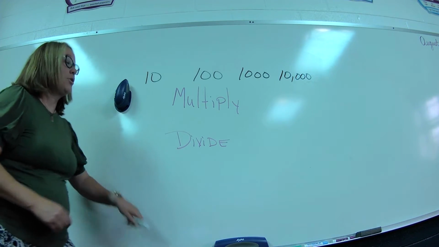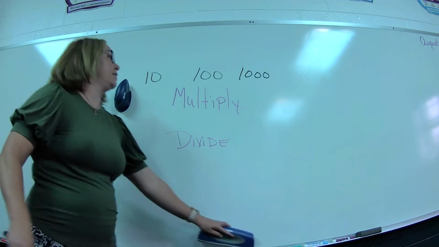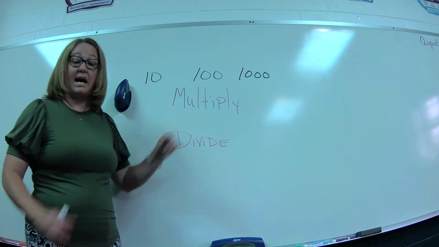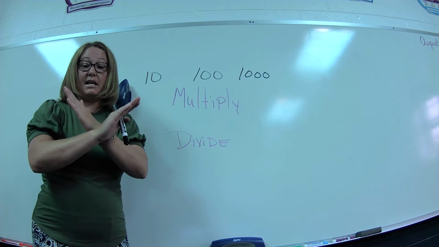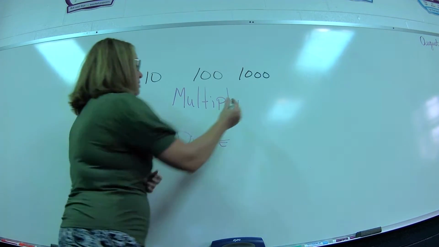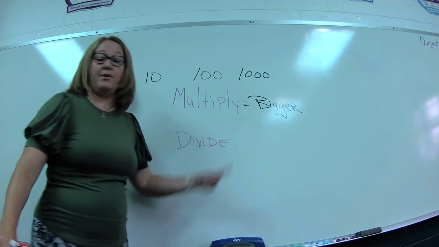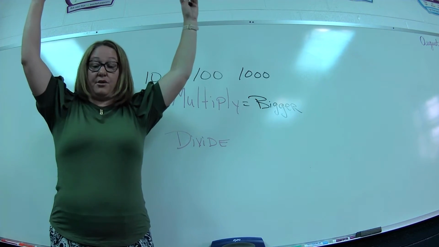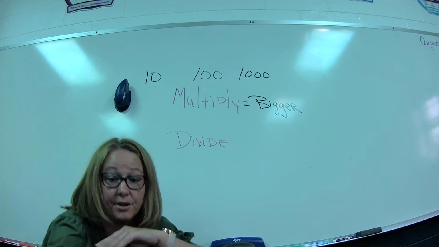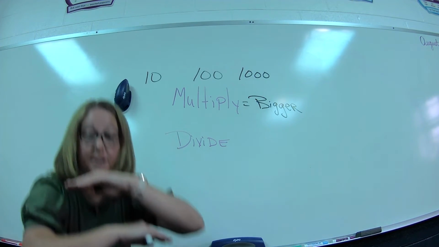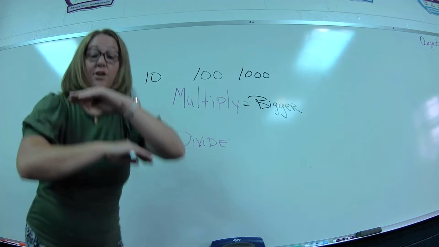All right, now we're going to multiply and divide by the power of tens. Tens, hundreds, thousands. When we multiply a number, it gets bigger. So if we multiply and we get bigger, what happens when we divide? When we divide, we get smaller. When we multiply, we get larger. We divide, we get smaller.